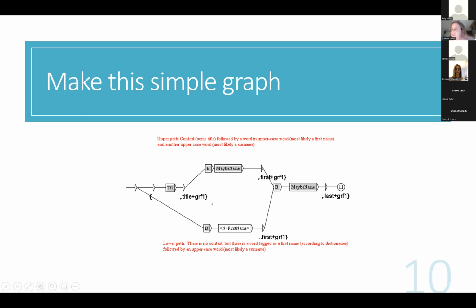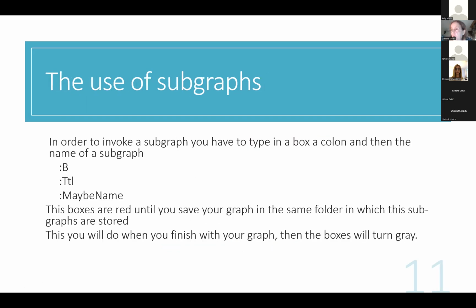Here you will use some subgraphs, but these are already prepared. You will not have to type them. You just have to invoke the subgraphs. You already know how to do that. You have to type in a box a colon and then the name of the graph. In this case, one is just the name is B, the other is TTL, the other is maybe name.